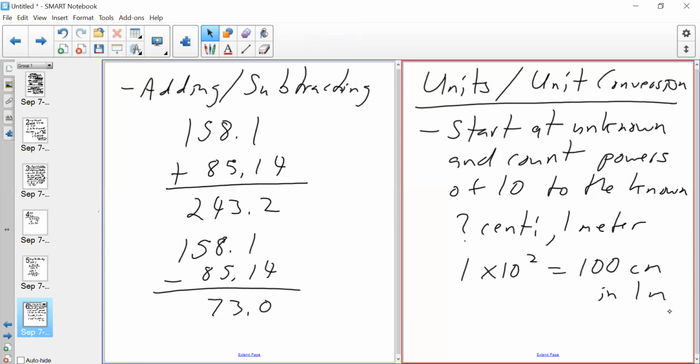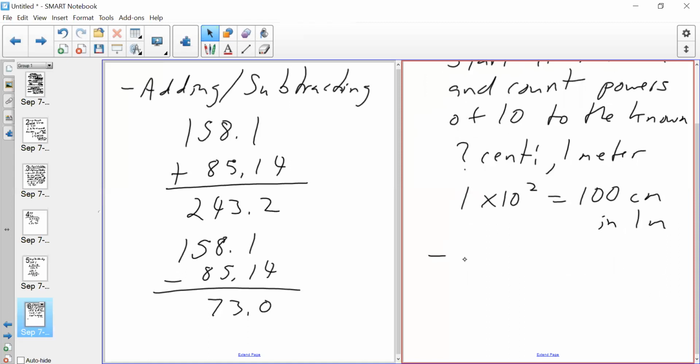And likewise, if I want to figure out how many meters there are in 1 centimeter, then it's going to be 10 to the minus 2, 0.01 meters in 1 centimeter. So we just switch the sign.